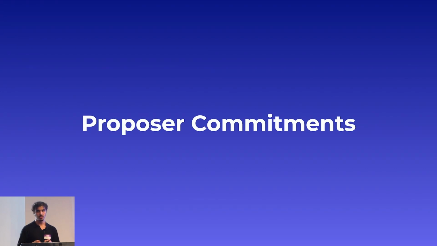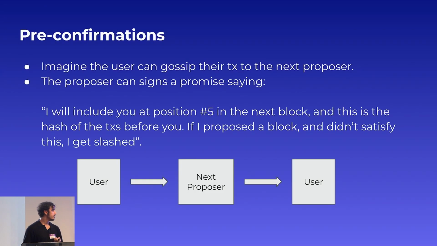Next I want to talk about proposer commitments, otherwise called pre-confirmations. The idea is that imagine a user can gossip the transaction to the next block proposer. Then the proposer can just sign something to them, promising that I'm going to include you in position number 5 in the next block with these transactions before you. If I violate the assumption, aka I propose a block that doesn't satisfy this, then slash me. And so now your communication flow is: the user talks to the next proposer, they get something signed back to them, and it's 1 global internet round trip, which can be quite quick.